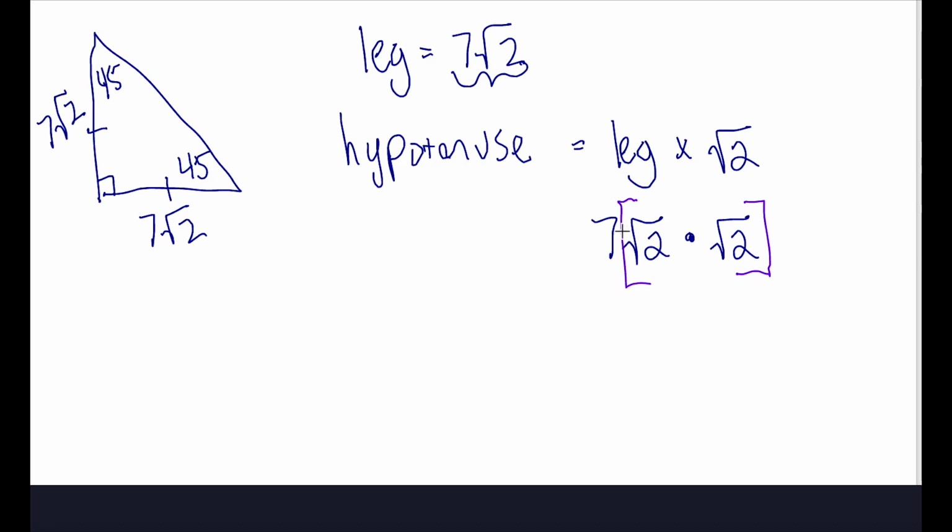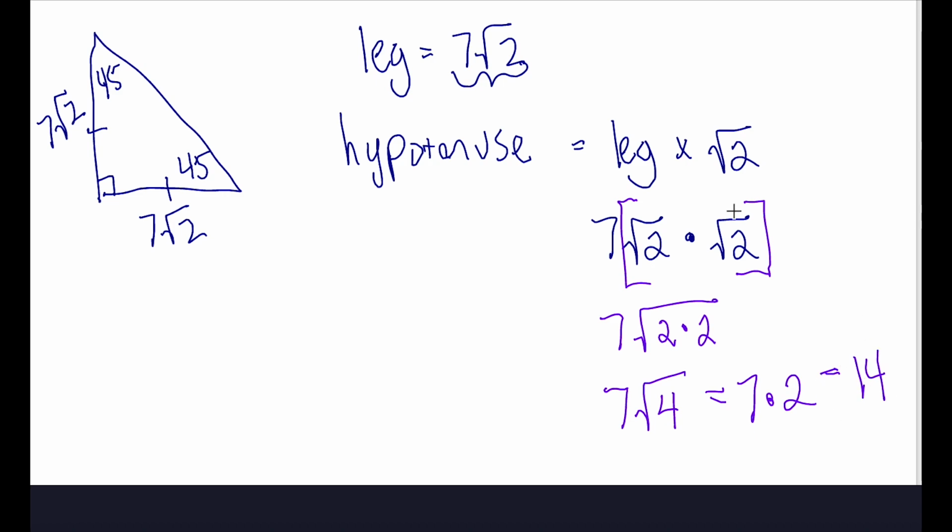If I'm multiplying the square root of a number times itself, so the square root of 2 times the square root of 2, you multiply the numbers inside. 7 times the square root of 2 times 2, which is 7 times the square root of 4, and the square root of 4 is 2. So take this out of the radical and multiply 7 times 2, and your hypotenuse is 14.